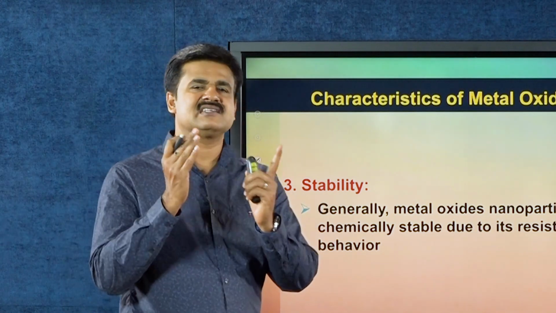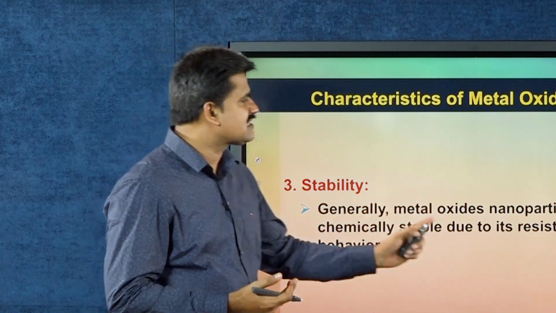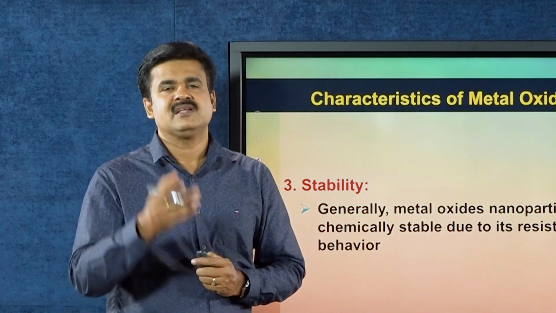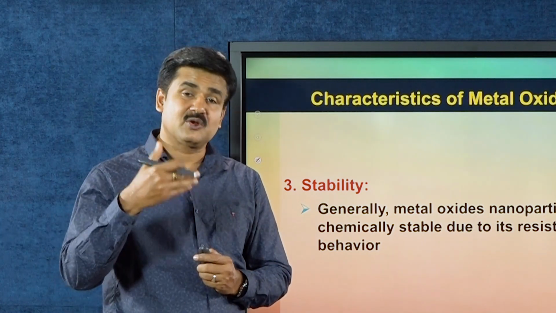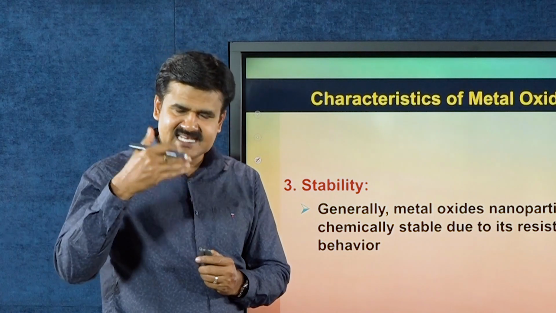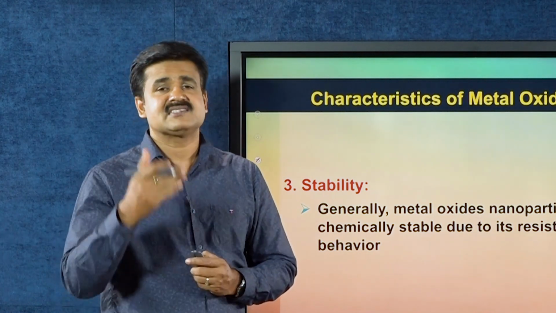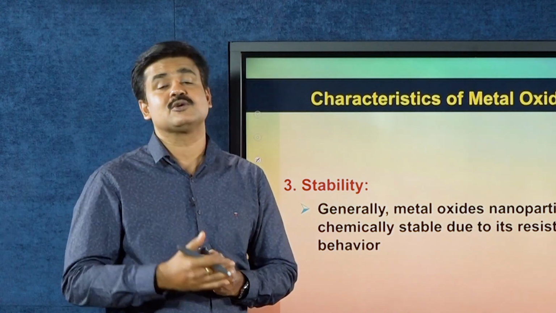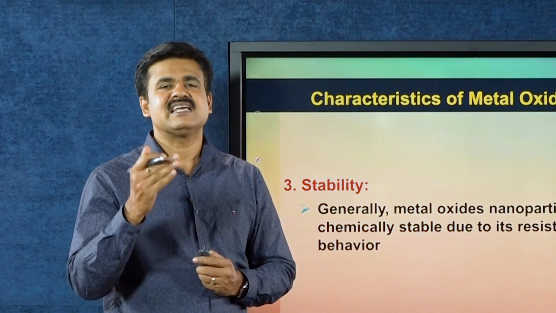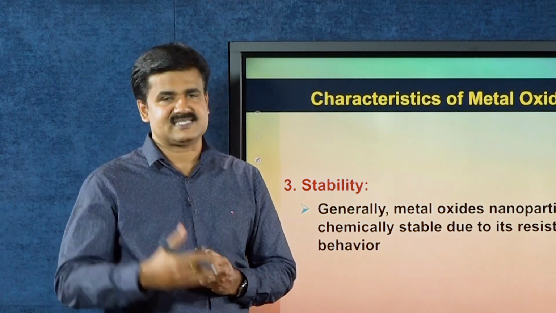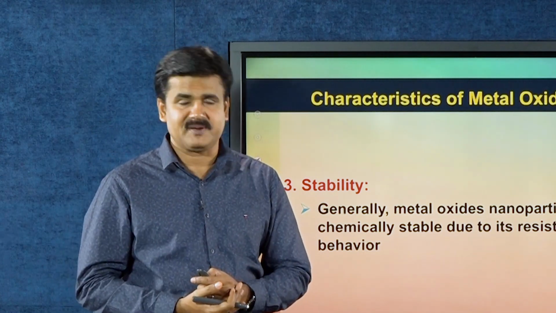And how does this chemical stability happen? The chemical stability is due to resistance in oxidation behavior. The metal oxide nanoparticles are obtained by the oxidation of metal. So, in metal oxides, the metal is already in positive oxidation state. Metal is already oxidized. Since metal oxides are already oxidized compounds, they will not undergo further oxidation. That means there is a strong resistance towards oxidation. This imparts high stability to most of the metal oxide nanoparticles.